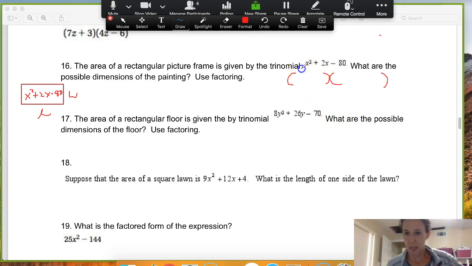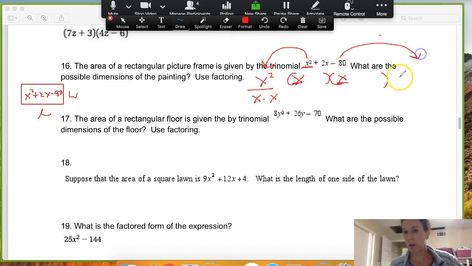What that means is this term, when I foil, is the first terms. So this times this is your first term. My only choices for x squared are x times x. So I always put my choices for this one over here, and then I take my choices for the last terms, negative 80, and write them over here. My choices for negative 80 are quite large, but because I don't have a middle term, I know they're going to add up to be 2. So what are the choices for negative 80 that could possibly add up to be 2?